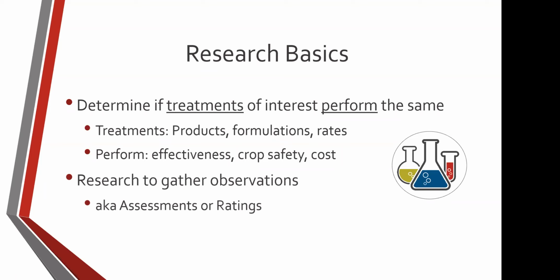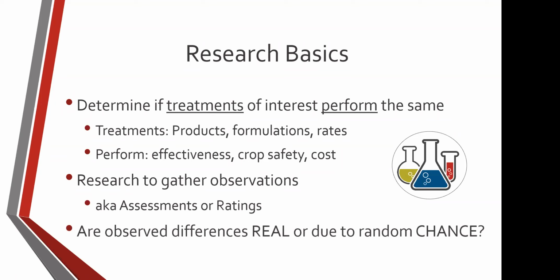So research trials are then performed to obtain observations of the treatment performance. We call them assessments or ratings in ARM. But the question is, are those observed differences due to the treatments or due to random chance? That's where statistics comes in, namely the analysis of variance. But of course, you shouldn't immediately jump to the analysis after recording the data. Data confirmation is really important to catch any outliers and issues with the assessment before you analyze.